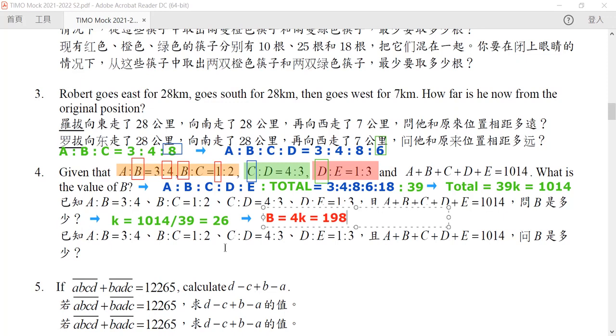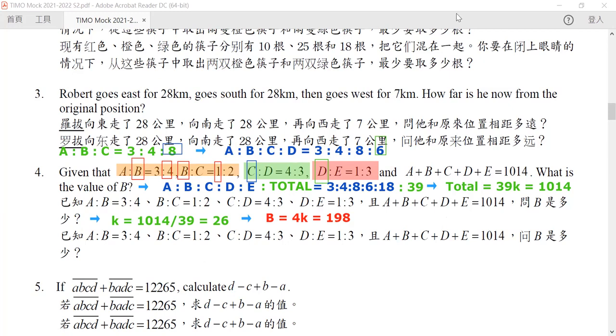Okay, so this is the end of question number 4. Now, question number 5. If ABCD and BADC add up to 12265, calculate the following value.